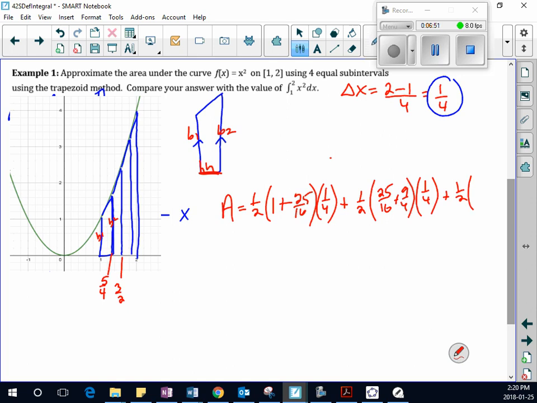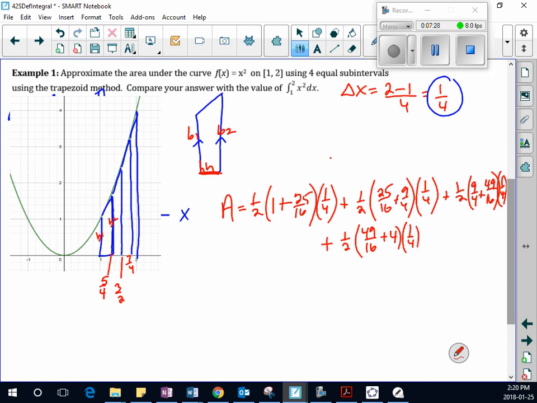So the next one would be 9/4 plus, what's this one here? 1 3/4, so that would be 7/4. So that would be 49/16, yes? And then that would be times the width, or the height is 1/4. And then our last one would be 1/2, 49/16 plus, not 2, 4, yeah, times 1/4.